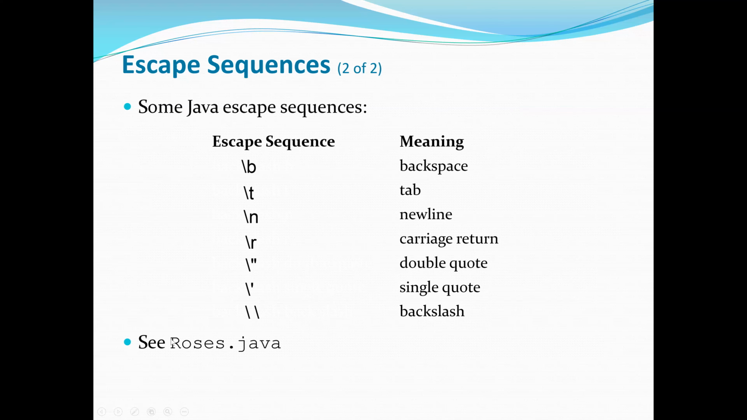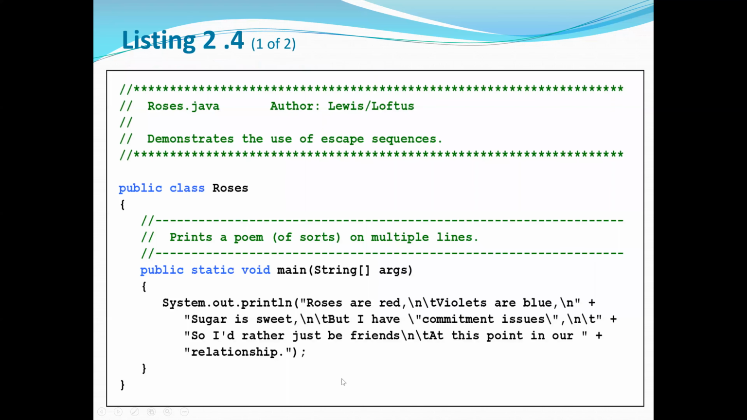So let's see an example for the Roses.java program. So again, our main class name is Roses. We have our main method. And here we want to use the escape sequences to demonstrate their use. So we have System.out.println. We say "Roses are red," comma. Here I have a backslash n, which means I want to move to the next line. This backslash n will take me to the next line. Then backslash t will give me a tab. Then "Violets are blue." Then backslash n again, I move to the next line.